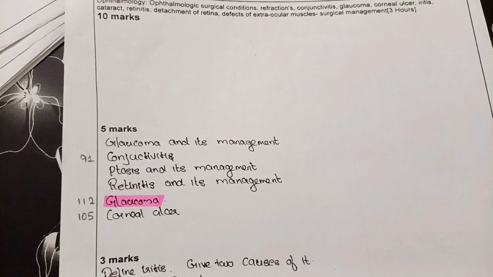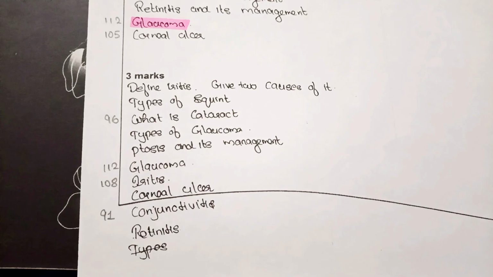Coming to the important 3 marks. The first one, define iritis and give 2 causes of it. Types of squint, what is cataract, types of glaucoma, ptosis and its management, glaucoma, iritis, corneal ulcer, conjunctivitis, and retinitis.